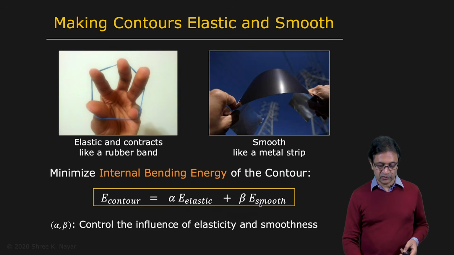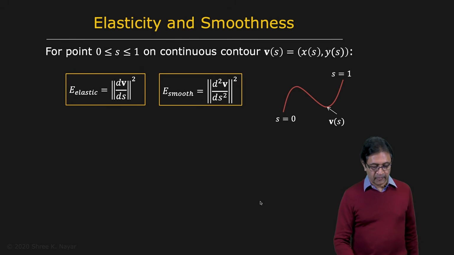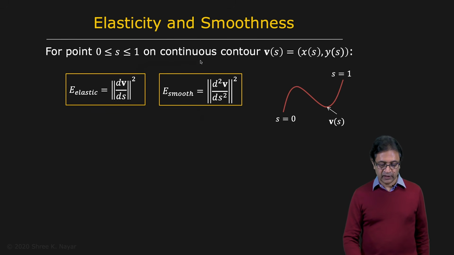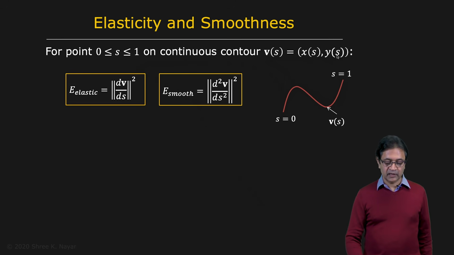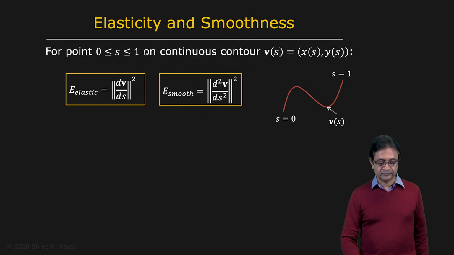What are these two terms? Well, let's go to the continuous domain. Let's say we have a continuous contour that looks like this. We'll soon discretize it, but for now we'll do it in the continuous domain. And that's v(s), which of course has two coordinates, x(s) and y(s). s is the parameter, and let's assume for a minute that s goes from 0 to 1.